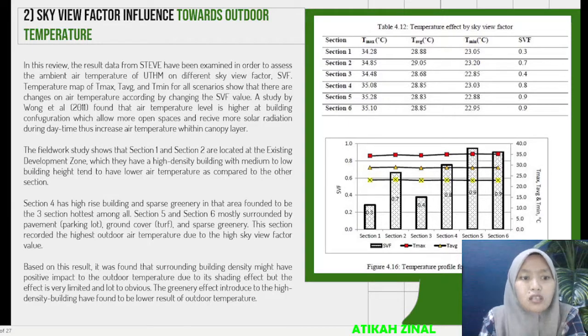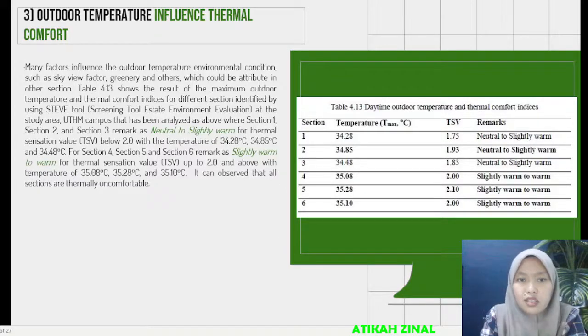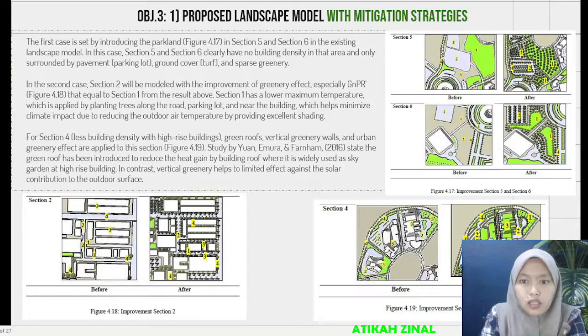A study by Wong in 2011 found that air temperature level is higher in building configurations which allow more open space and receive more solar radiation during the daytime, thus increasing air temperature within the canopy layer. Okay, this is how outdoor temperature influences thermal comfort. We can observe that all sections are thermally uncomfortable, sections 1 until 6. Sections 1 until 3 are neutral to slightly warm, and 4 until 6 are slightly warm to warm.